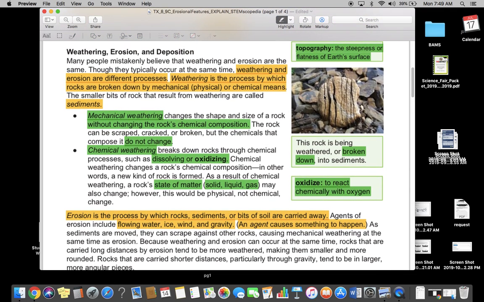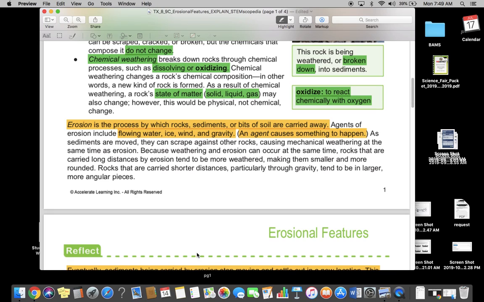Now right here is an example of mechanical weathering. The rock is being weathered or broken down into sediments. Erosion is the process by which rocks, sediments, or bits of soil are carried away. Agents of erosion include flowing water, ice, wind, and gravity. An agent causes something to happen.